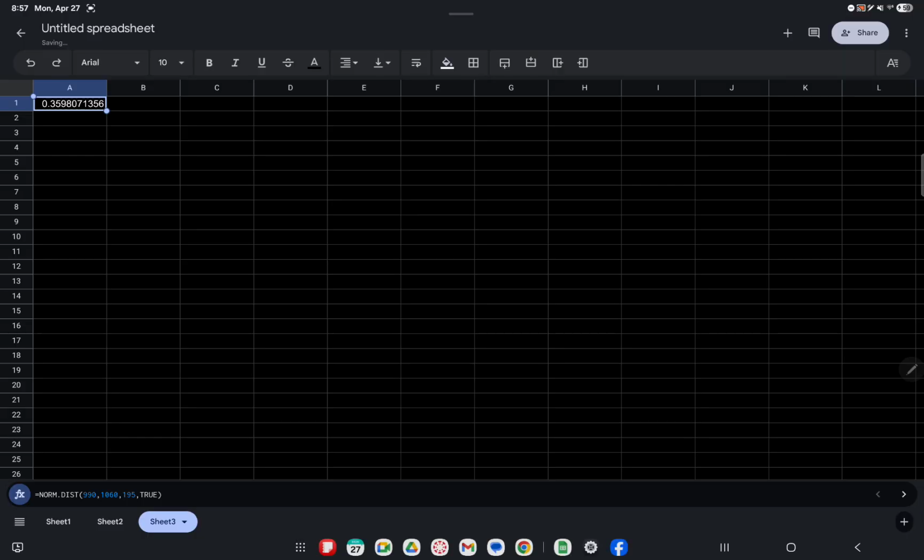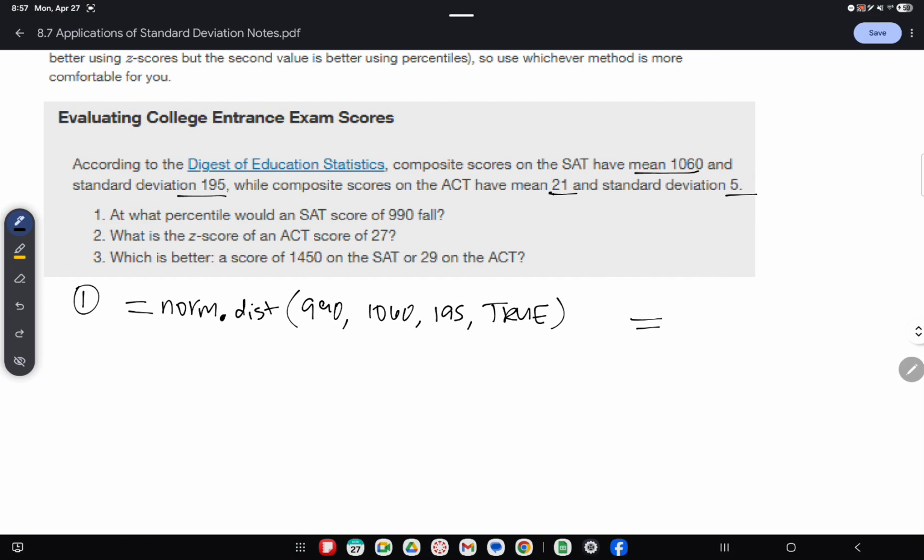So 0.3598, which we can round that to 36. So we can say 36th percentile.